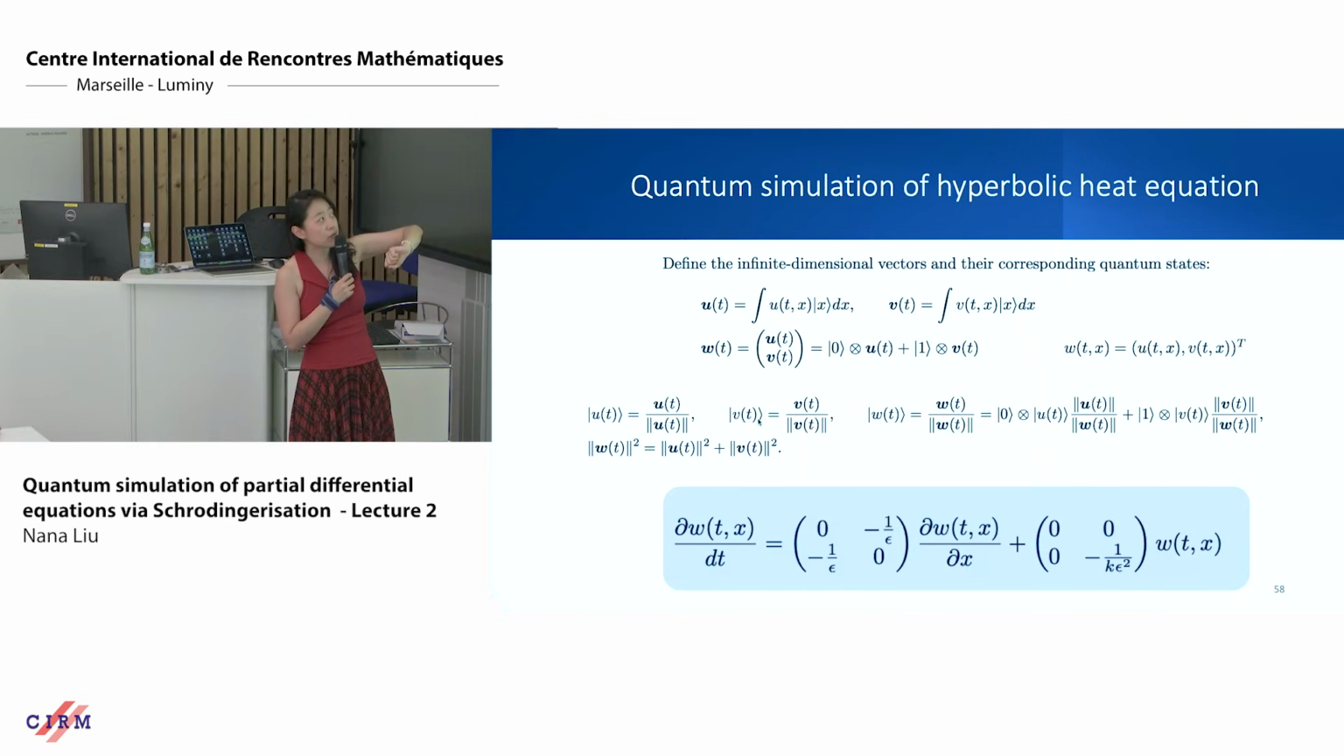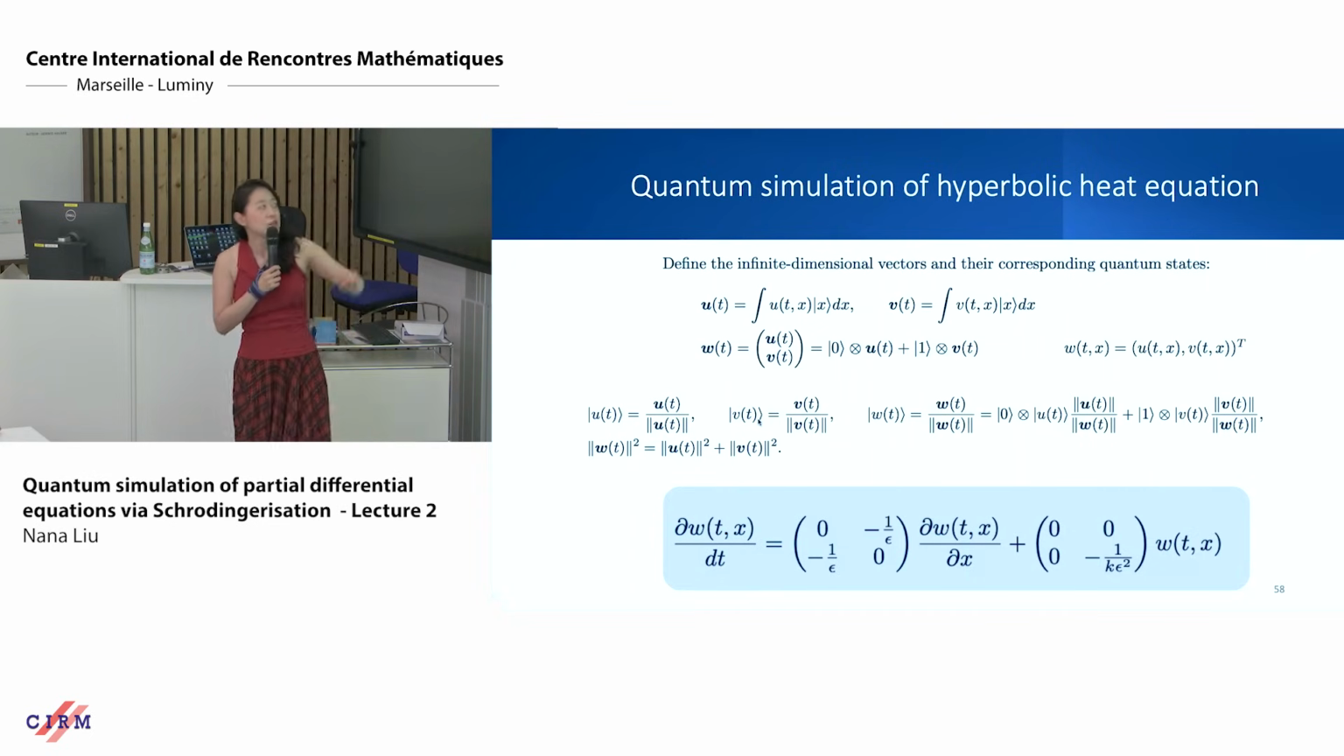We can define W, and W is a vector of U and V. So in terms of the qubit notation, how do we represent a vector? Each of the U and V are continuous variables, but because it's a system, now it's like infinite dimensional states embedded inside a two-dimensional state. You can think about it that way. So that's the same thing as 0 tensor product U of t, plus 1 tensor product V.